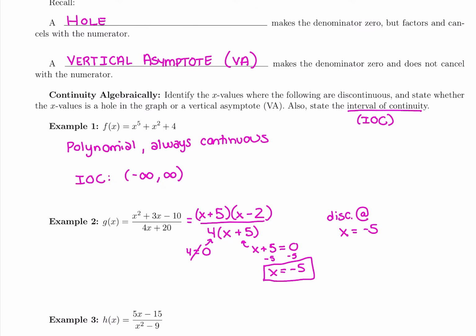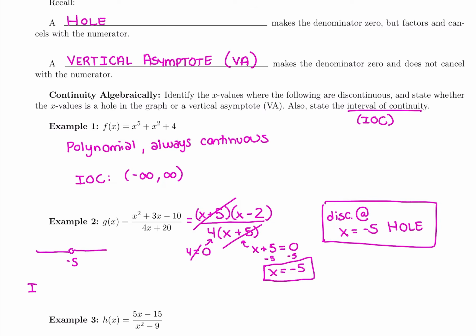So what happens with our discontinuity? Does it cancel out and is a hole, or does it not cancel so it's a vertical asymptote? The x plus 5s do cancel. So the one that cancels factors and cancels with the numerator, we must have a hole at that discontinuity. So I'm going to label it as a hole. And last thing I'm going to practice is this interval of continuity. I'm continuous everywhere except for at this hole, at x is negative 5.